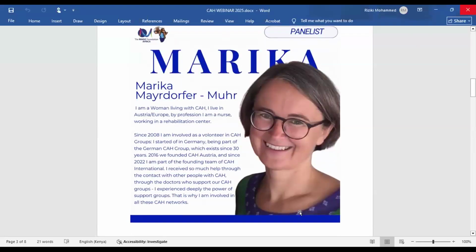Marika Medro Mahur is a woman living with CAH in Austria, Europe. By profession, she's a nurse and she works in a rehabilitation center. Since 2008, she has been involved as a volunteer in the CAH groups. She started in Germany, being part of the German CAH group, which has existed for the last 30 years. In 2016, she founded CAH Austria, and since 2022, she's part of the founding team of CAH International.